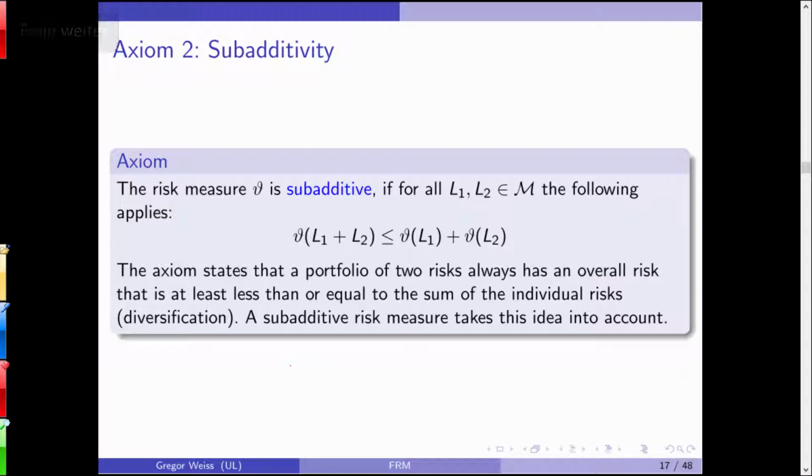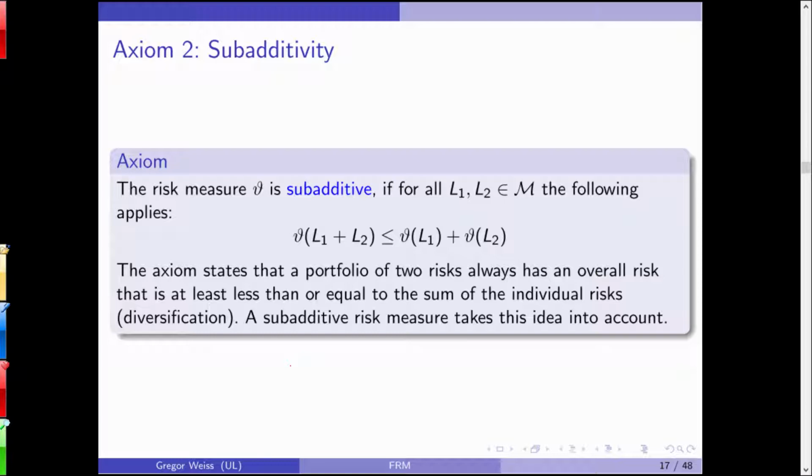The second axiom is subadditivity. The risk measure is subadditive if for any two risks L1 and L2, the following applies: the risk capital for L1 plus L2 is less than or equal to the risk capital for L1 plus the risk capital for L2. What does this mean? It simply means that you always have a non-negative diversification effect if you take two positions.